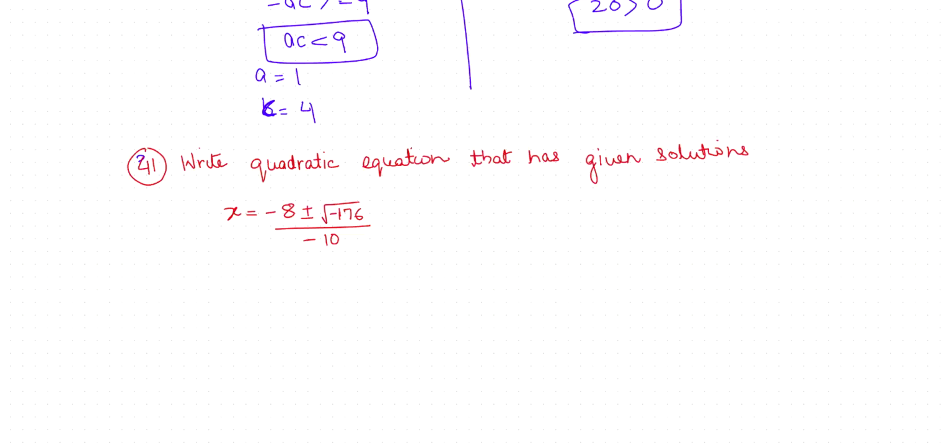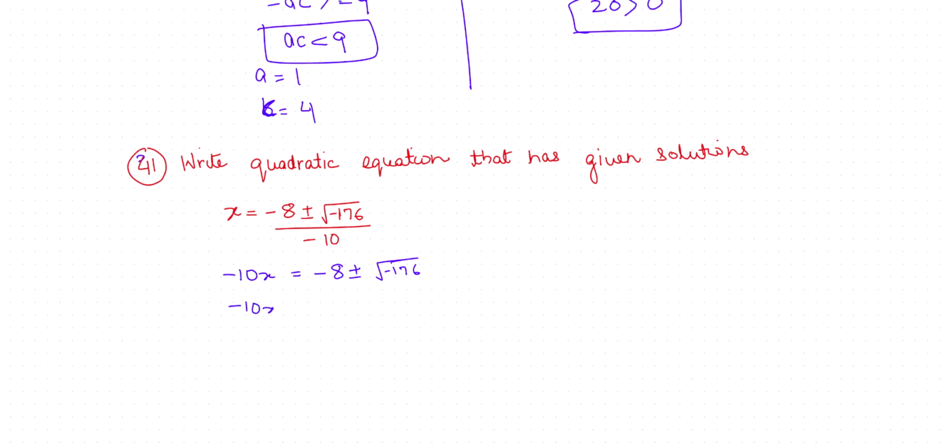So in question 41, the solutions are given and we have to write the equation. Let's solve that. First we'll multiply both sides by negative 10. So it will give negative 10x equals negative 8 plus minus the square root of negative 176. Now we'll bring the 8 over here.